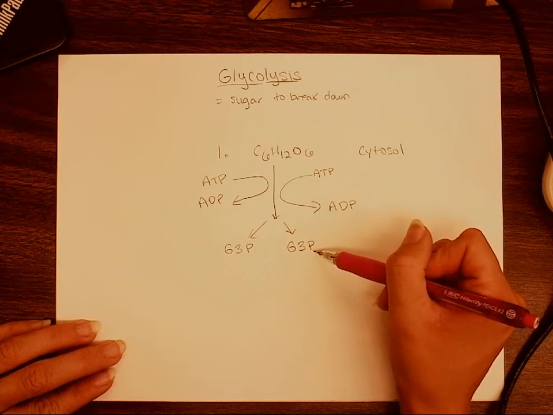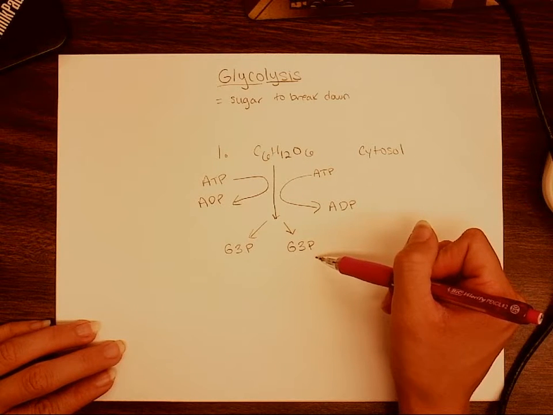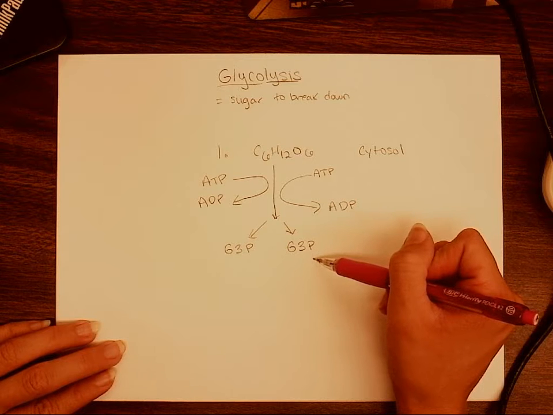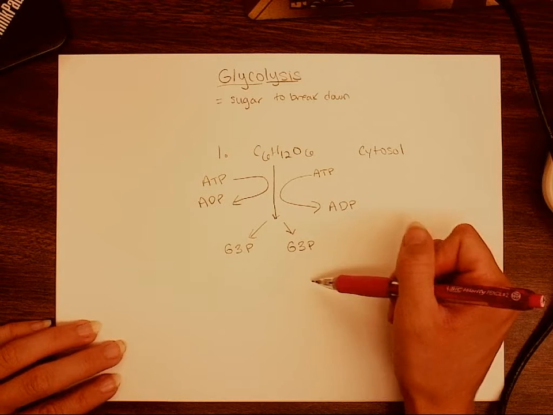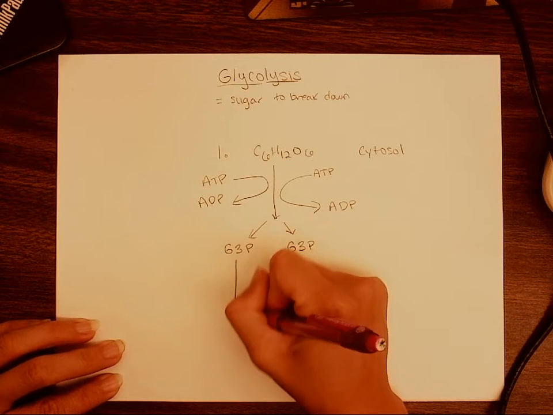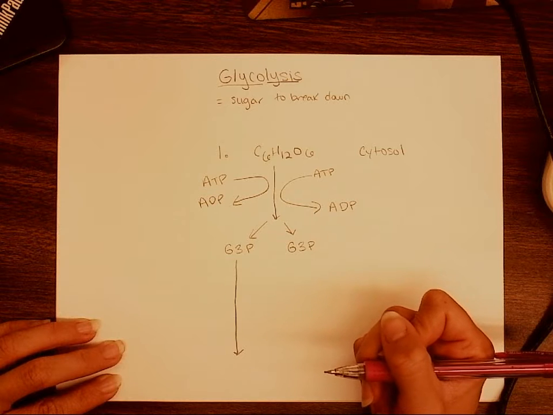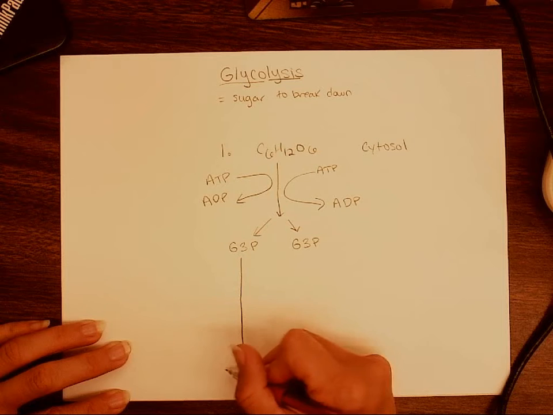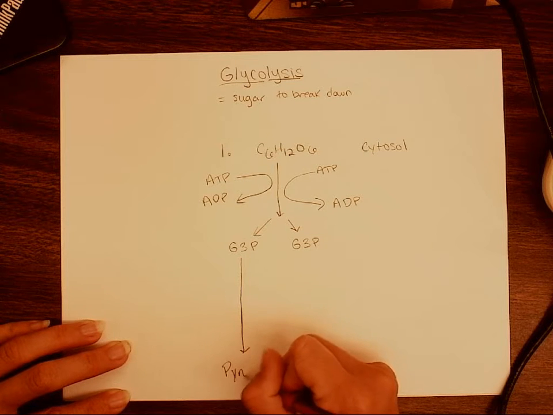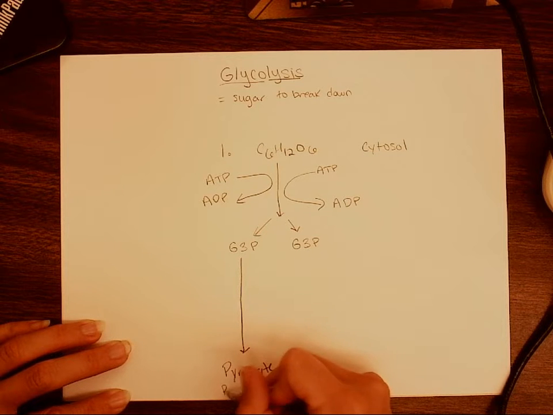Now this G3P needs to be further broken down into pyruvate or pyruvic acid before it can go on to the next step of cell respiration, which is going to be the Krebs cycle. Now it doesn't matter which G3P we break down. I'm just going to go ahead and do the one on the left here. G3P is going to be further broken down into pyruvate or pyruvic acid. We could use either term.